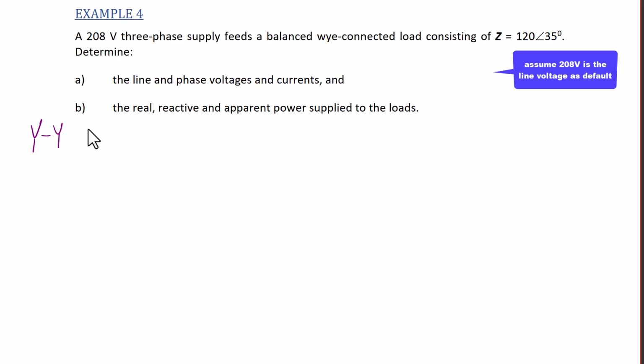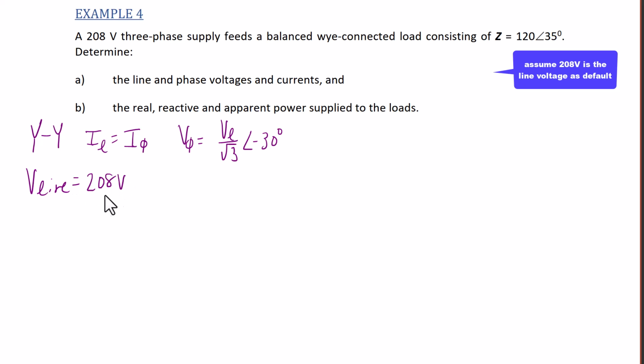Since it's a Wye-Wye system, we know that the line current is equal to the phase current, and we know that the phase voltage is equal to the line voltage divided by the square root of 3 with an angle of negative 30 degrees. These are the formulas that we found in the previous lecture. If V line is equal to 208 volts at the load, then V phi is equal to 208 divided by the square root of 3 with an angle of 0 degrees.